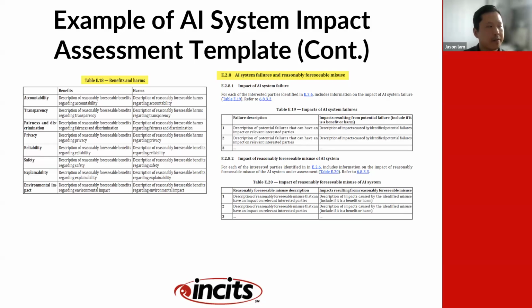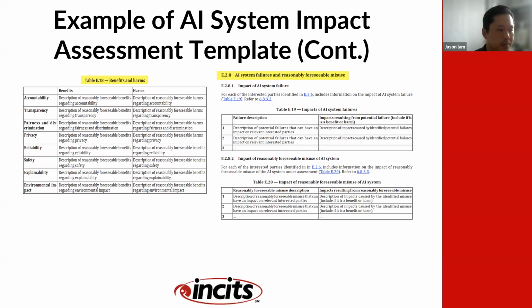And lastly, on the right hand side, Annex E is showing an illustrative example as it relates to how organizations can properly document and note any type of AI system failures, as well as misuse and possible impacts. And it allows for the proper description on the left hand side of that table, as well as the possible impacts to those specific groups noted to those potential failures.